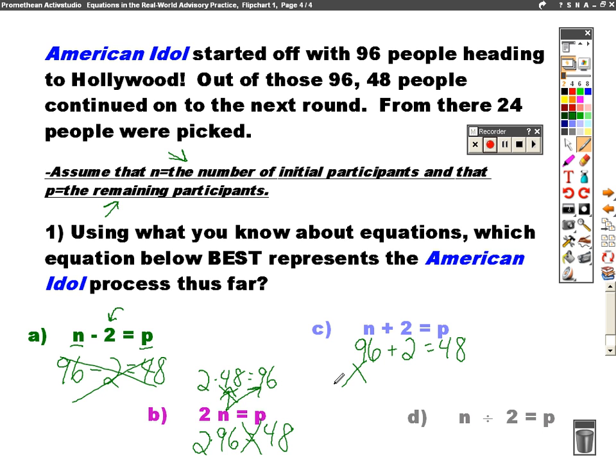So I have a feeling D is going to be our right answer. Let's see. N is 96 divided by 2, and we should get 48. Sure enough, that's correct. And by the way, if 96 and 48 are two numbers that are a little bit more difficult to work with, then work with the next group. 48 divided by 2 should equal 24. And sure enough, it does.